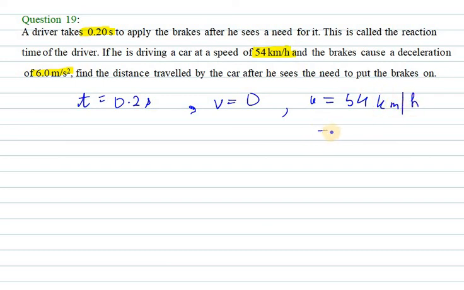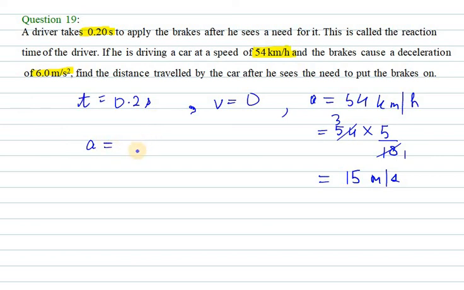Now there is a need to convert 54 km per hour into meter per second. So it will be 5 over 18, and we get the value as 15. Why? Because 18 into 3 is 54. So 15 meter per second. U is given, V is given, T is given, A is given as well.